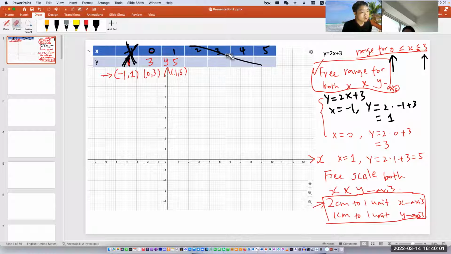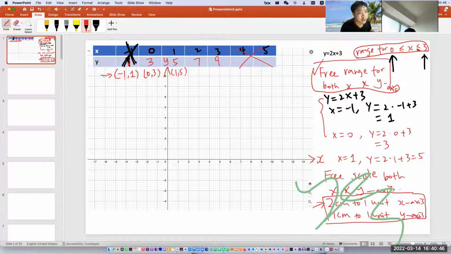So for this question, I need to figure out the y when x is equal to 2. So when x is equal to 2, 2 times 2 is 4, 4 plus 3 is 7. So 2 times 3 is 6, 6 plus 3. I don't need this 2 if I am given this range for x. Are you clear how the range for x and y and how the scale for x and y will affect your drawing?